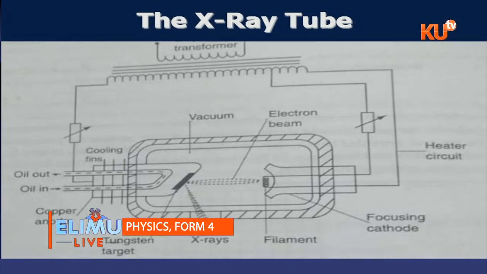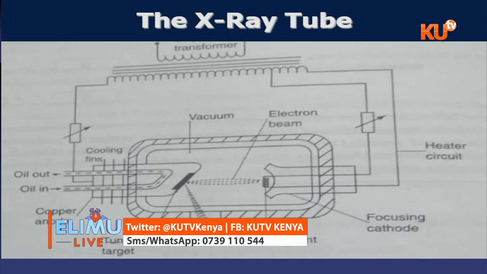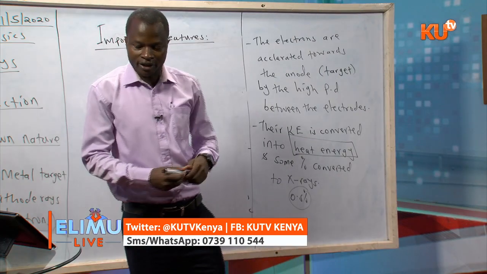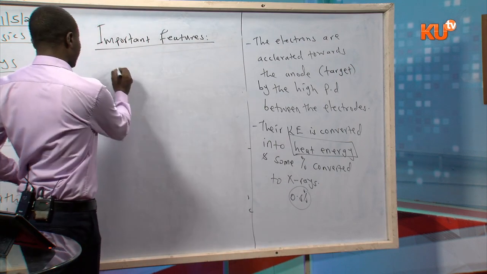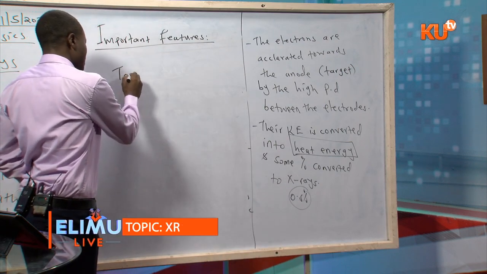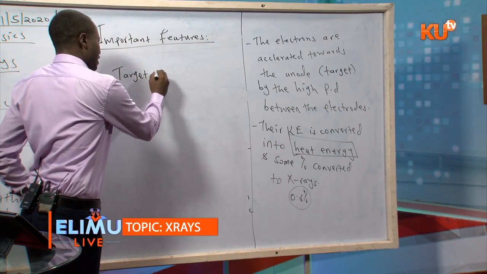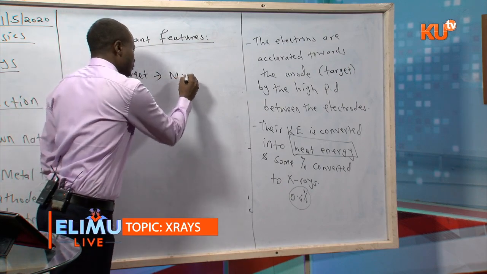Look at that target again. Remember, electrons are hitting this target, and we have seen previously that 99.5% of the kinetic energy is converted to heat. What does that tell you? That we need a target made of a metal of a very high melting point. So some of the metals we need here are tungsten. So at the metal target, we need a target of a high melting point.